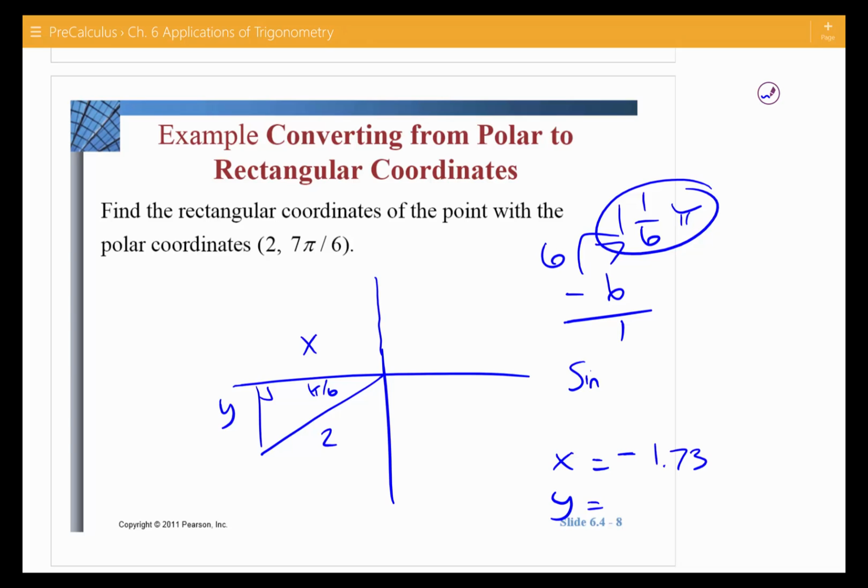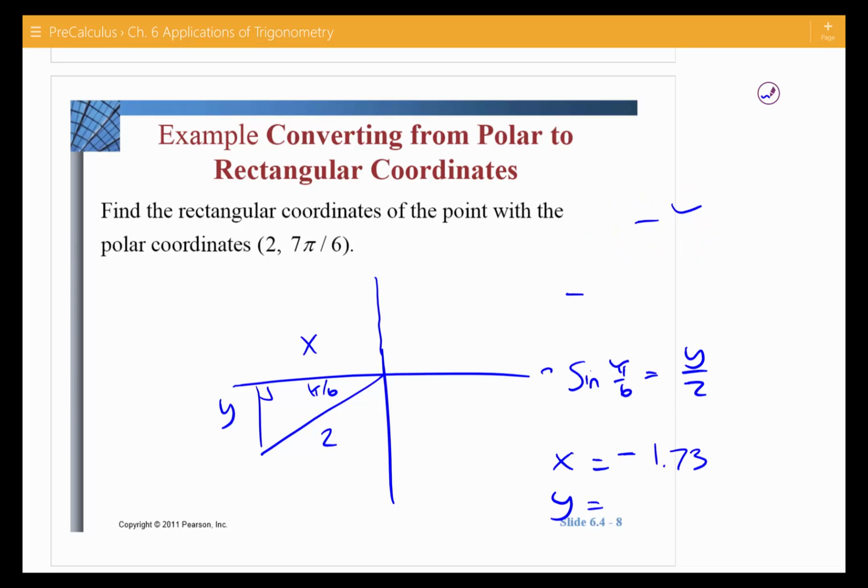Sine of pi over 6 is equal to opposite over hypotenuse. Multiply both sides by 2, and the 2's cancel. 2 times the sine of pi over 6 in radian mode gives us 1. Now we know that needs to be -1 as well because we're going down here. So I have -1.73, -1 as the rectangular coordinates.